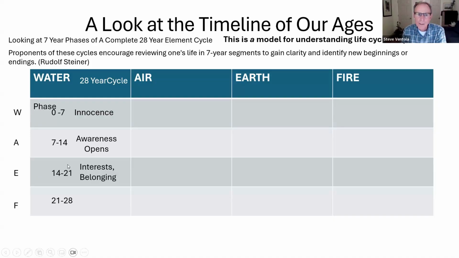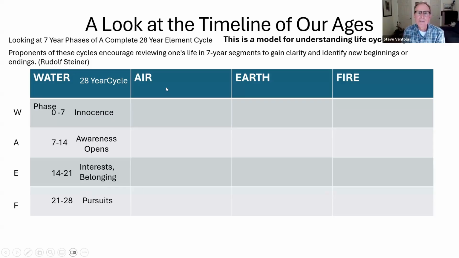14 to 21, this is when interest and sense of belonging arise. I don't know if you remember your junior high school days. I was a junior high school teacher at one point, and I remember the shift that occurred around 14. Amazing, between 7th, 8th, and 9th grade, the shift during that time. And then interest, belonging, and then 21 to 28, I articulated as pursuits, in terms of what direction we might be moving in life, or maybe not moving.